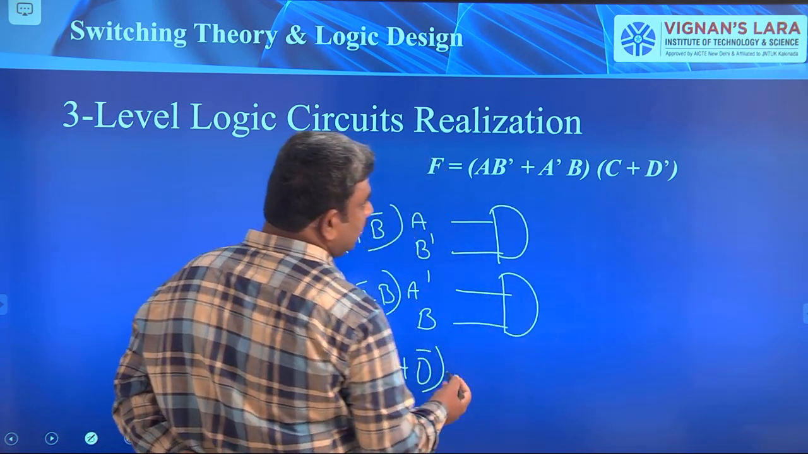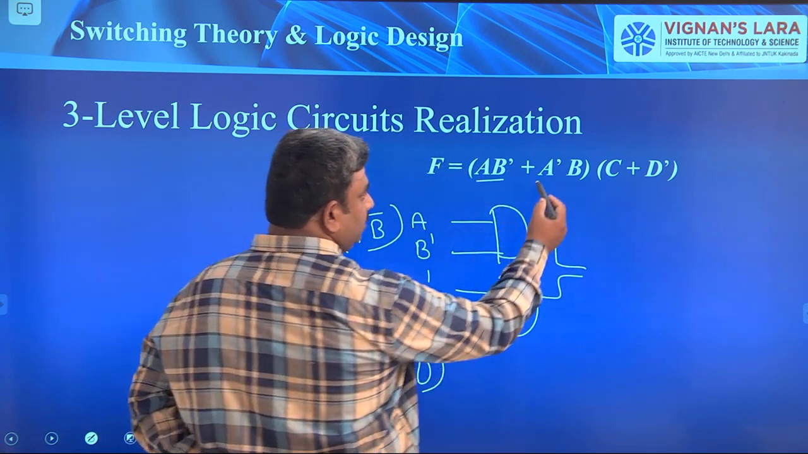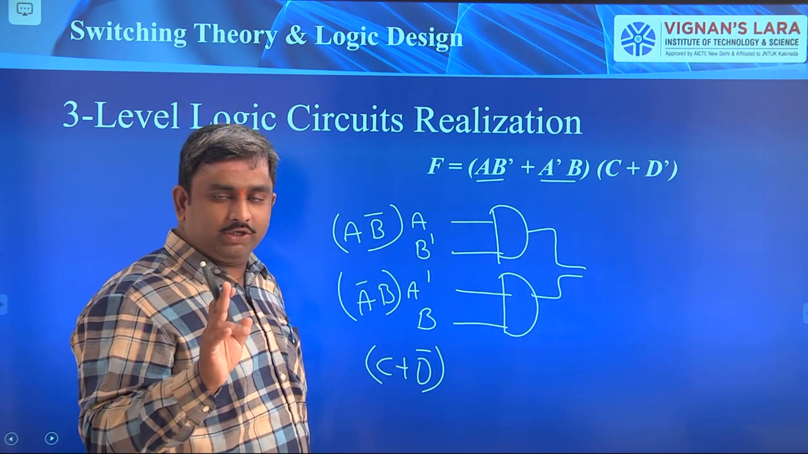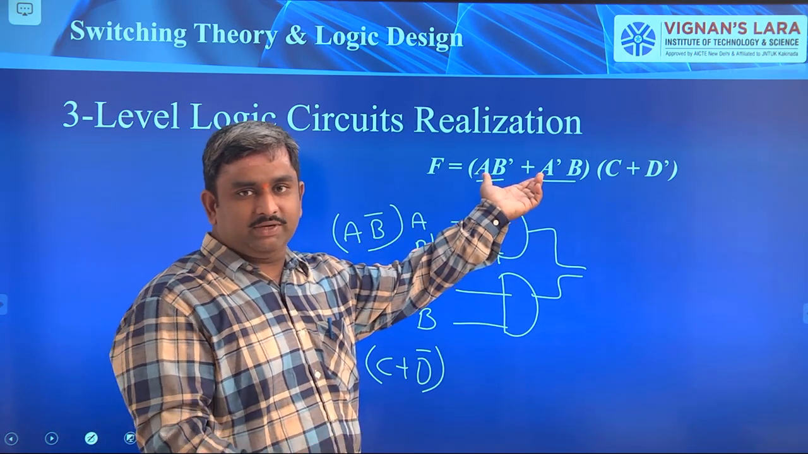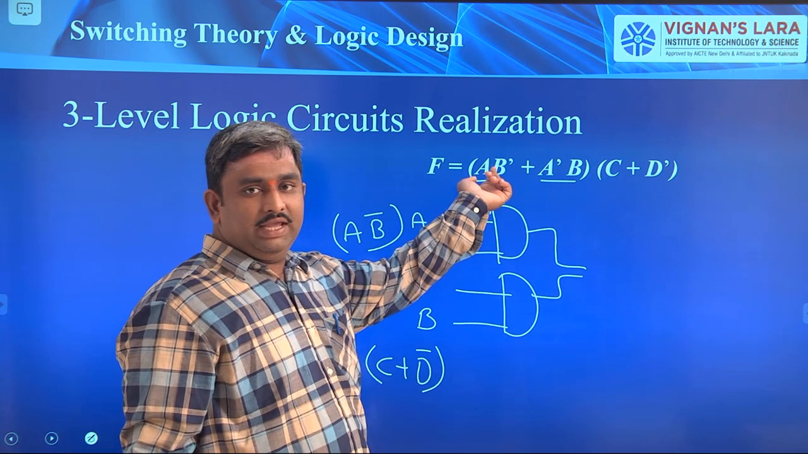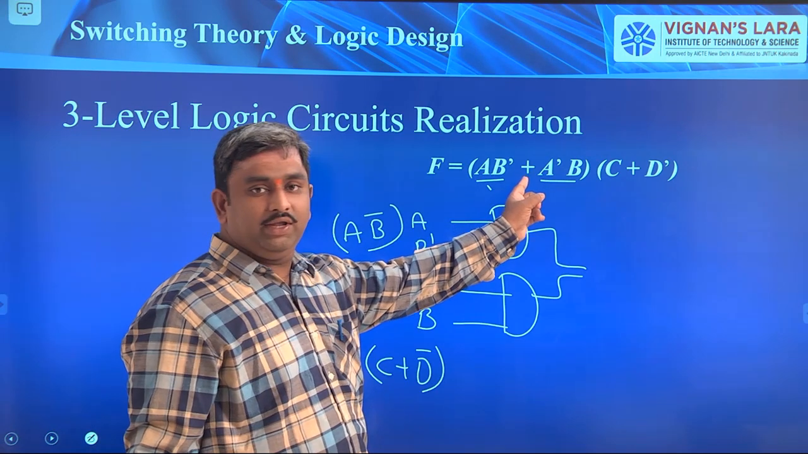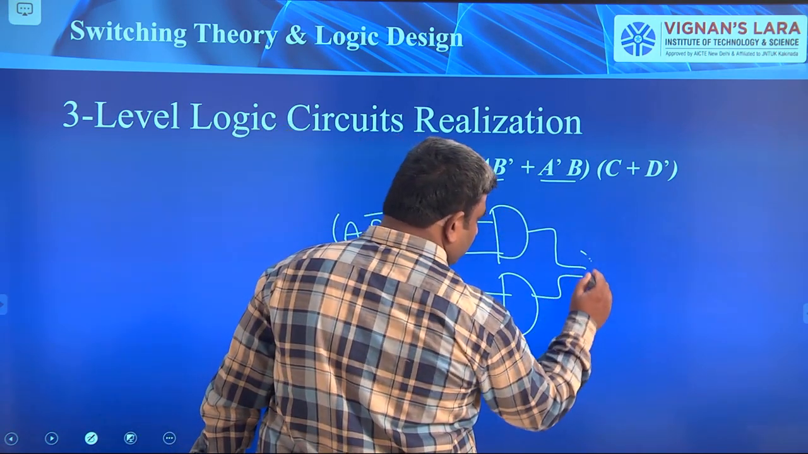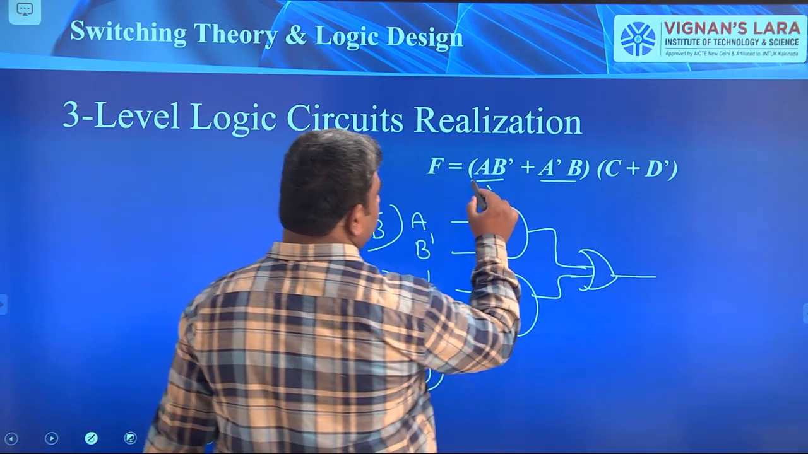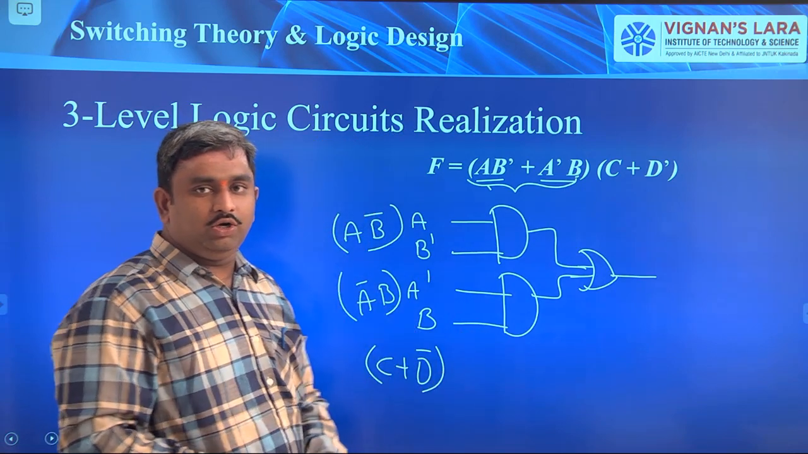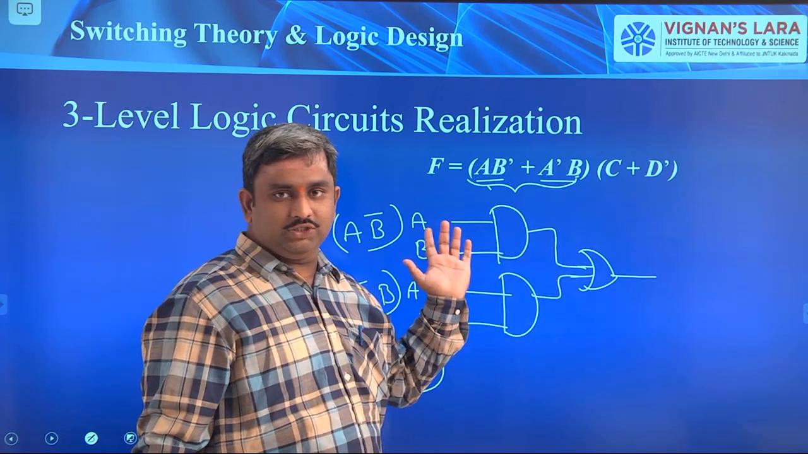I have drawn this diagram. This one is A B bar, and this one is A bar B. So we got two product terms, not minterms, just product terms, using AND operation. Those two AND gates we have drawn here. Next, for these two outputs we do the OR operation, so draw an OR gate, and this is the output of this whole term. This OR gate is the sum of A B bar plus A bar B. So this is the first operation.